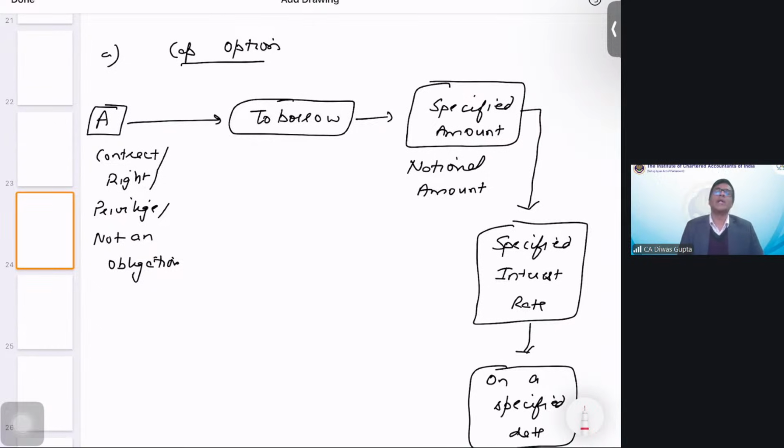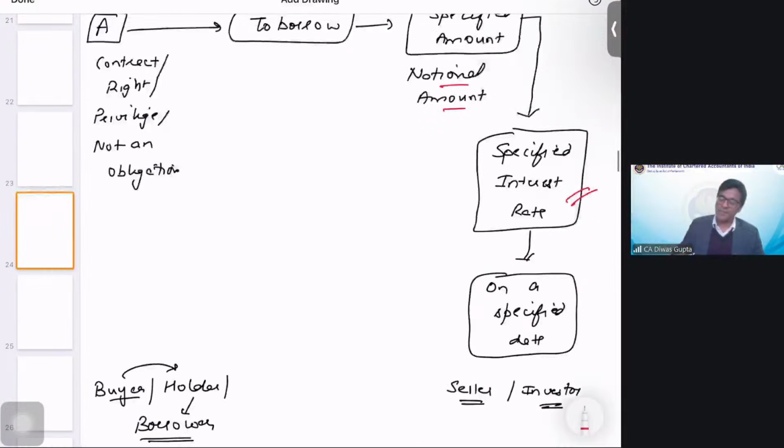So here also, let's say that A is a contract. Now, contract of what? To borrow, right? There it was a contract to buy. If we talk about the call option and the cap option here, the cap option is a contract to borrow. That means I am into the borrowing position, a specified amount, which is a notional amount, at a specified interest rate. The interest rate is defined in that agreement on a specified date. On a specific date, it will be taken up, which is from a seller or investor perspective, right?